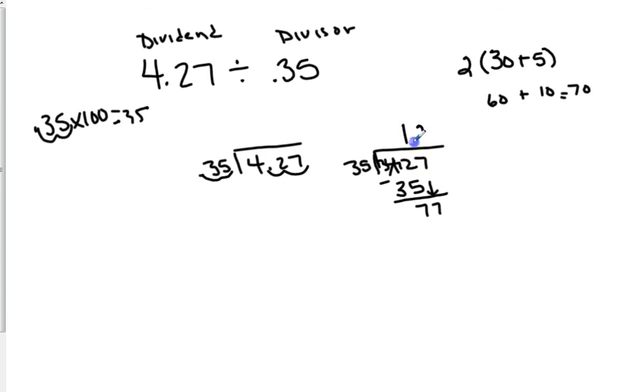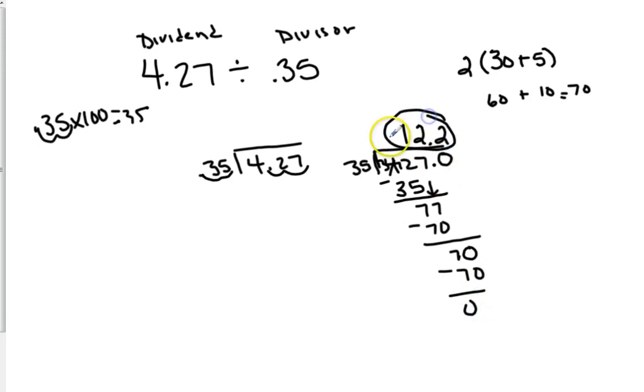That goes above the 7. It is 70. I subtract, I get 7. In this case, since I still have a remainder, I have to include a decimal here, which will go straight up, and then I can put a 0. Now I can drop the 0 down. How many times does 35 go into 70? It goes in there twice. It is 70. I subtract, I get 0. My answer is 12 and 2 tenths.